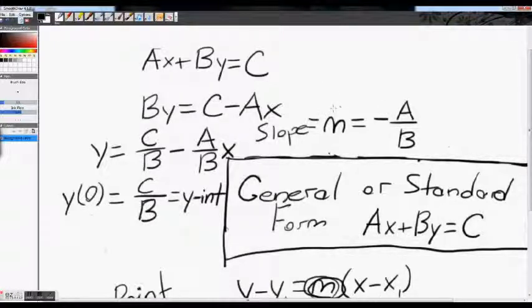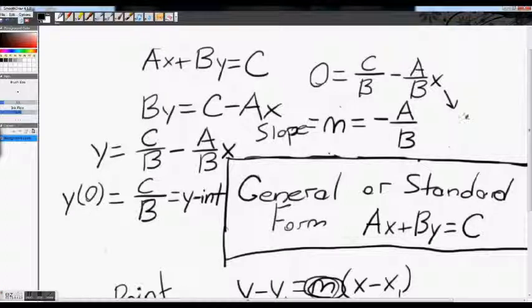And the x-intercept, the value at which the function crosses the x-axis, or when y equals 0, you can find that as well. Y equals 0 will give 0 equals c over b minus a over b x. So then c over b equals a over b x.